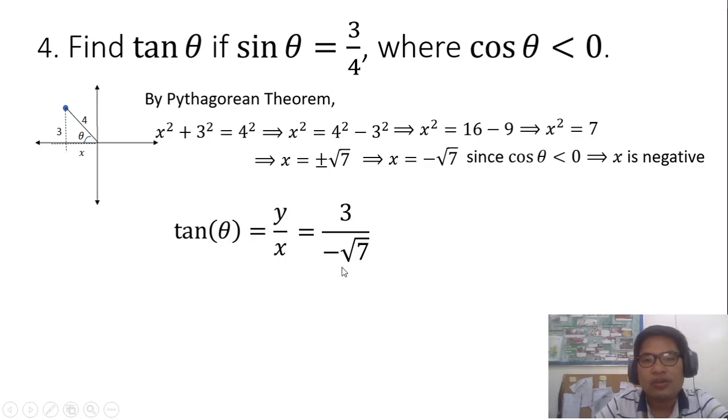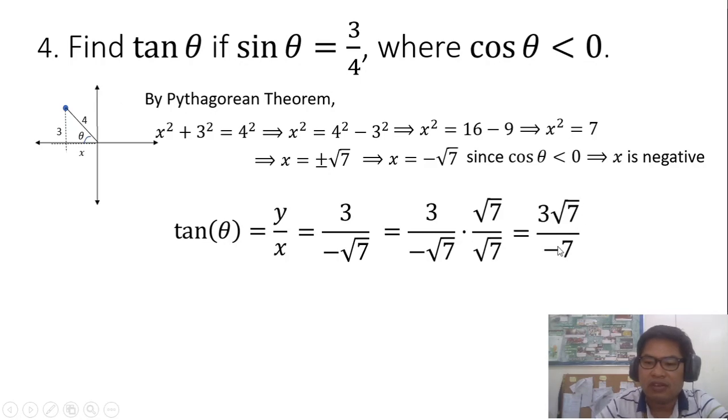But we know that denominators cannot have a radical. So, we simplify it. We rationalize the denominator by multiplying it by itself. Since it is a monomial with a square root, we multiply by square root of 7 over square root of 7 so the radical disappears. So, you multiply that. We have 3 square root of 7 over square root of 7 times square root of 7, which is just square root of 49, which is 7. So, we have here negative 7.